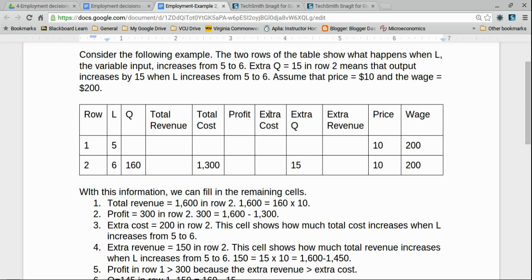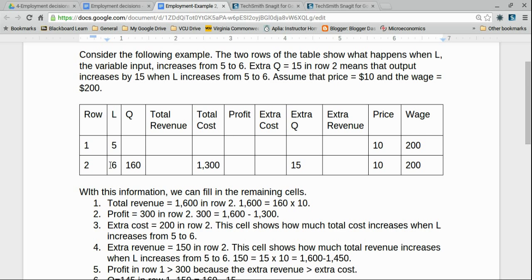Now let's look at an example where the extra revenue of another unit of an input is less than the wage for that input. Here we have an example that's similar to the first one. The only thing I've changed is the extra output when L goes from 5 to 6. Price is still 10, wage is still 200.